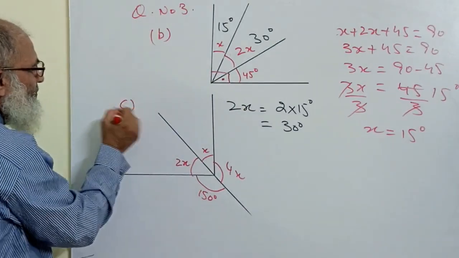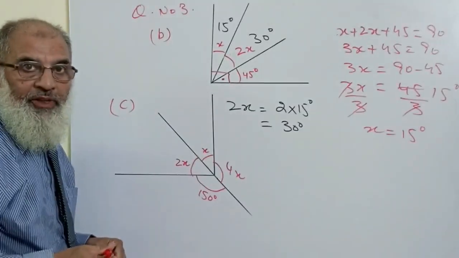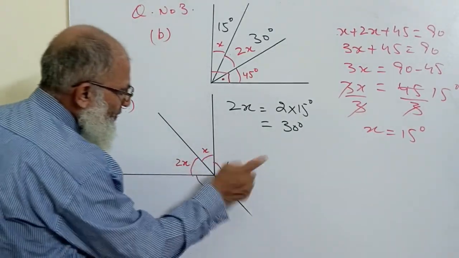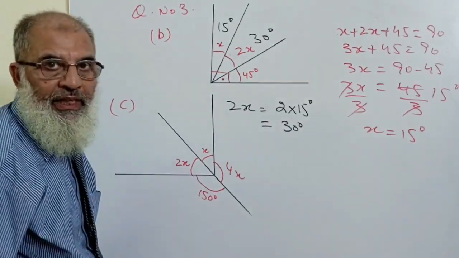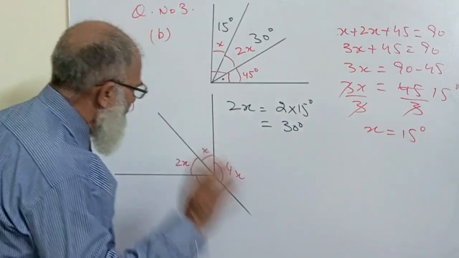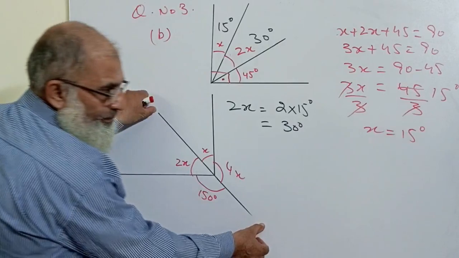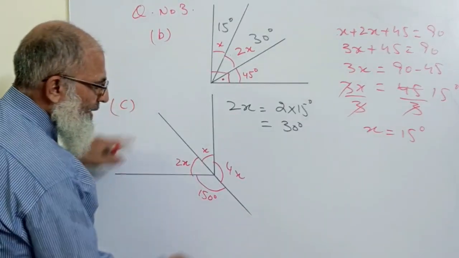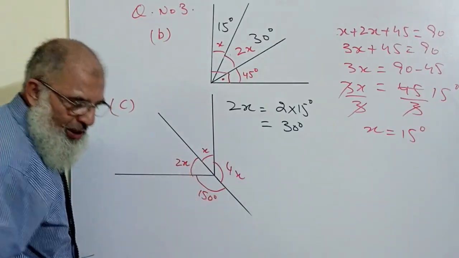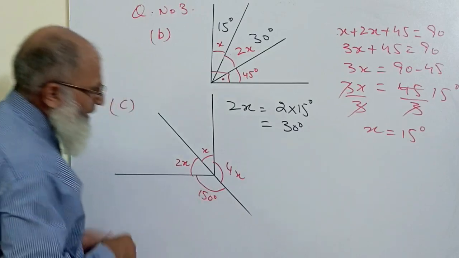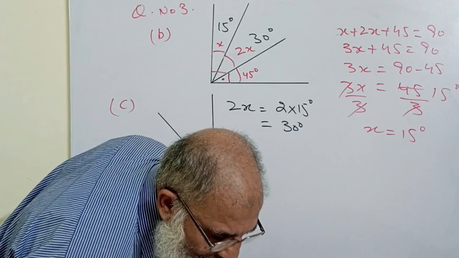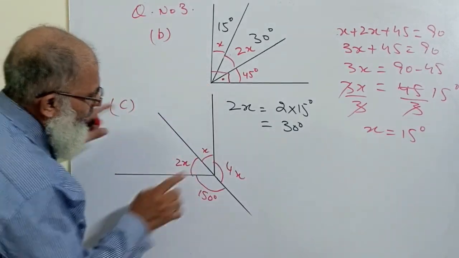Question number 3, part C. Now this diagram is given to us in which angle x is given, angle 2x is given, angle 4x is given, and a 150 degree angle is given. So don't be afraid, don't be confused. Now you see this is a line. When you find a line, that means that there are supplementary angles over here. So we will just find, is there any other thing given? No, there isn't any other thing given.